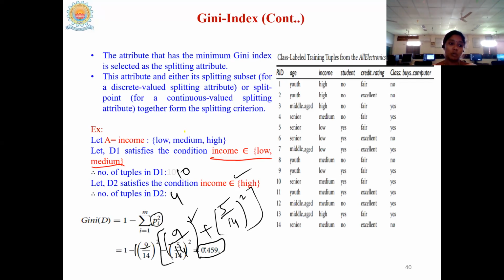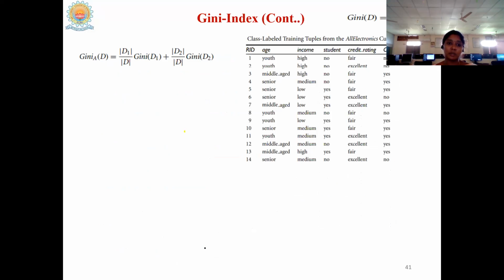Next, what is the next step? We need to calculate the GINI index of the selected attribute. What attribute have we selected? Income. So we need to calculate the GINI index of income. Here is the formula and here is the table. Let's do the calculation.